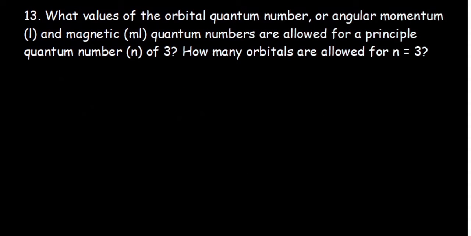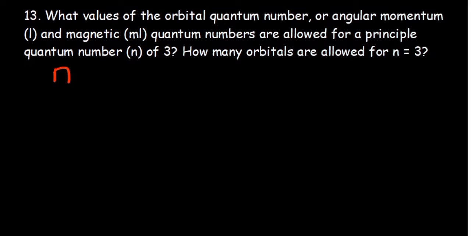Question 13. What values of the orbital quantum number or angular momentum and magnetic quantum numbers are allowed for the principal quantum number n equal to 3? So there are some basic things that we have to understand whenever we're dealing with quantum numbers. We have what we call the principal quantum number, which is denoted by n.